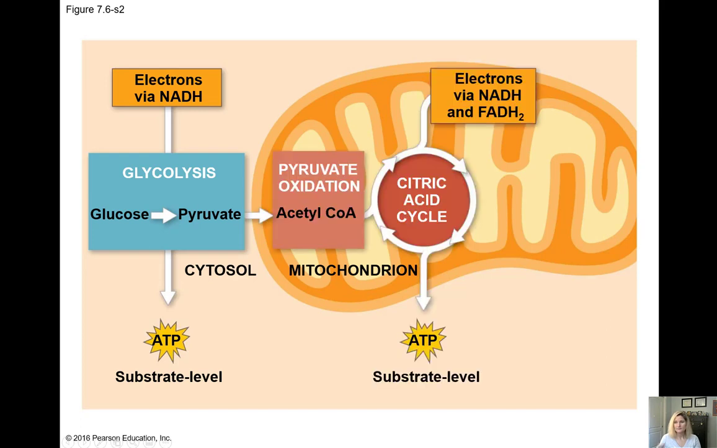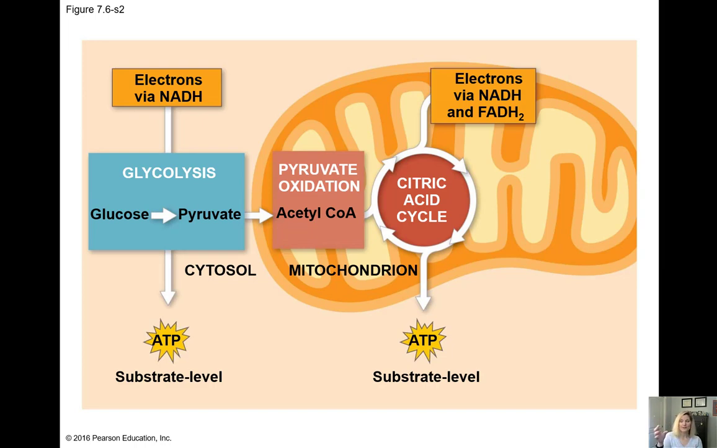And then from there, the pyruvate will enter the mitochondrion of the cell, and it will undergo some further oxidation to form something called acetyl-CoA, and we'll talk more about that. During acetyl-CoA formation, there's no ATP being produced. It's just transforming the pyruvate into something else that will then go into the citric acid cycle.